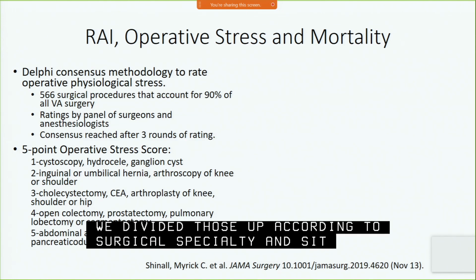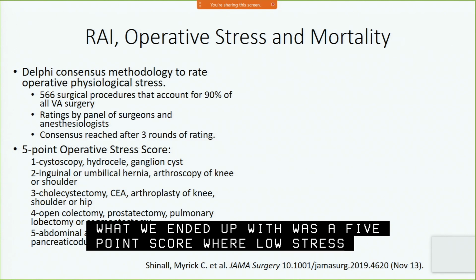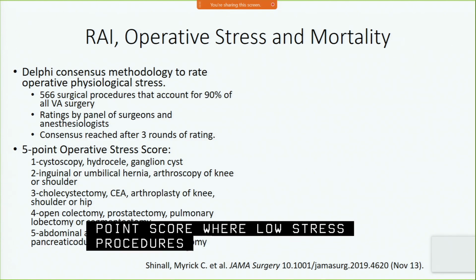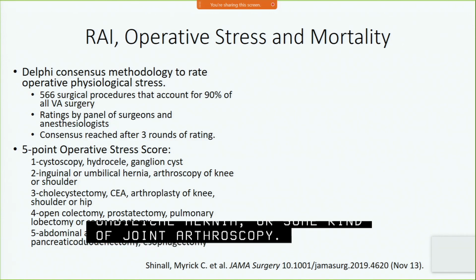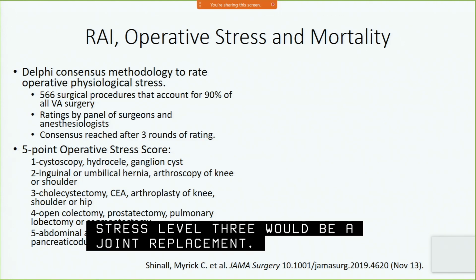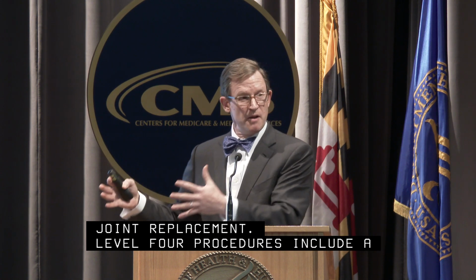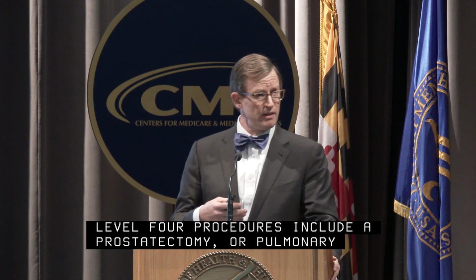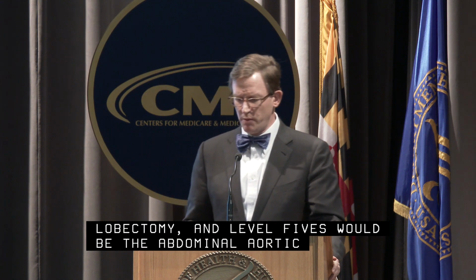And what we ended up with was a 5-point score where the low stress procedures are like cystoscopy or a ganglion cyst. Level 2 stress procedures would include an inguinal or an umbilical hernia or some kind of joint arthroscopy. Level 3 procedures would include cholecystectomy, carotid endarterectomy, or a joint replacement of some variety. Level 4 procedures include the big general surgery procedures like an open colectomy or a prostatectomy or a pulmonary lobectomy. And then again, these big, massive cases, level 5s, would be the abdominal aortic aneurysm, the pancreas operations, or the esophagectomies. And here's what we found.